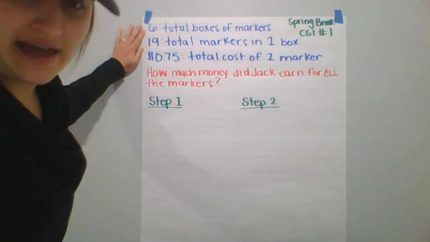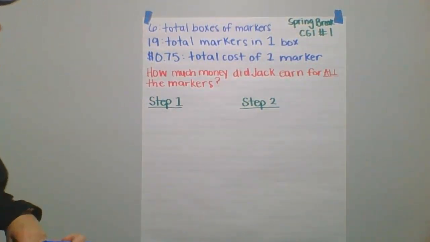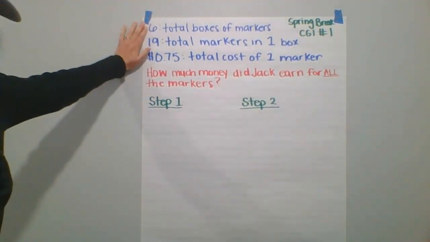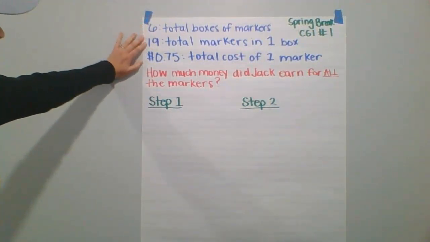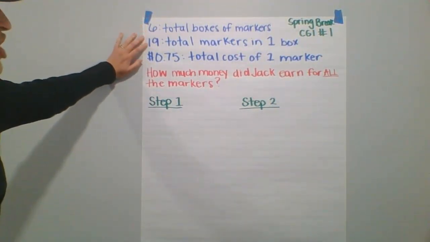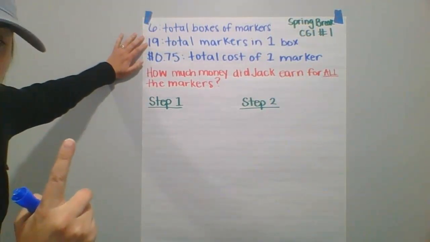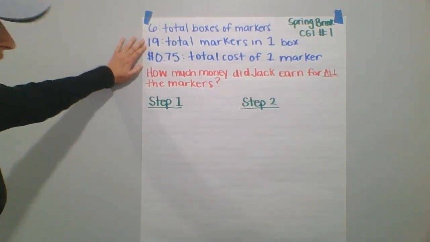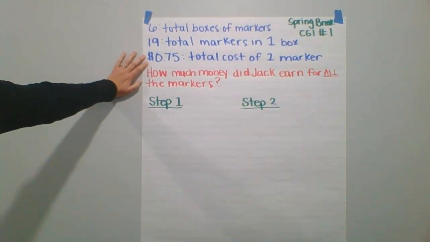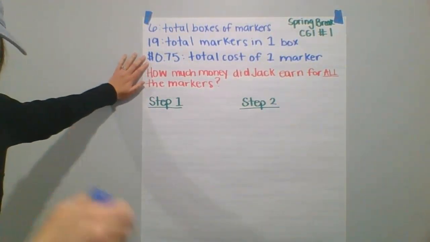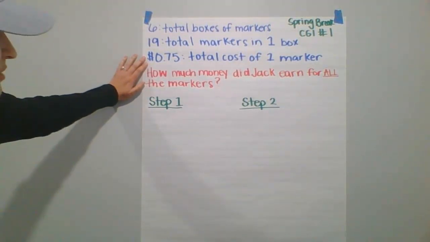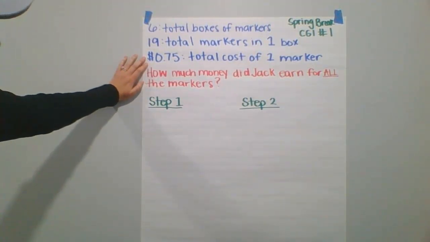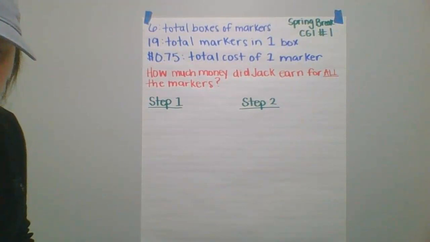If you take a look, I have my quantities listed on my paper. Our 6 is going to represent the total boxes of markers that we have. Our 19 represents the total markers in one of the 6 boxes. And then 75 cents is the total cost of one individual marker. So this one marker would cost 75 cents. And we want to know how much money did Jack earn for all of the markers.